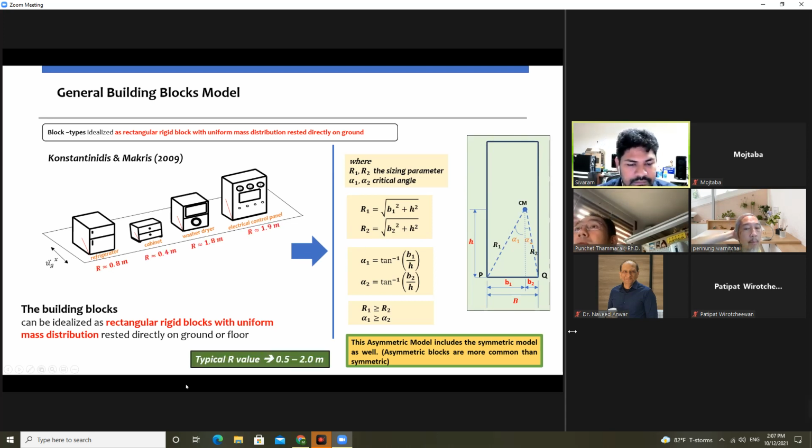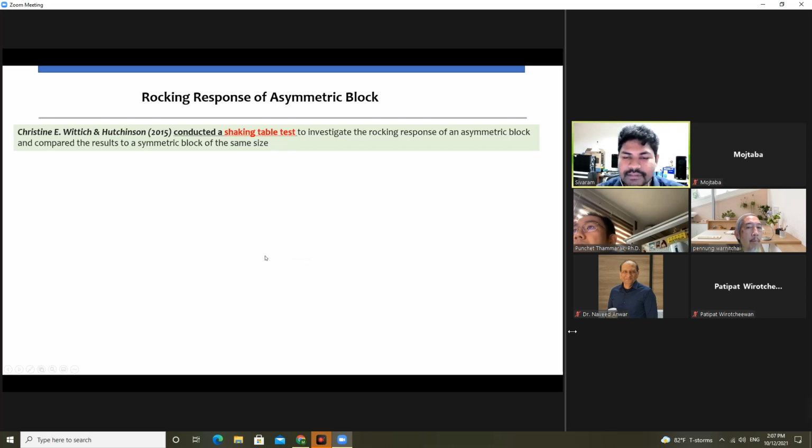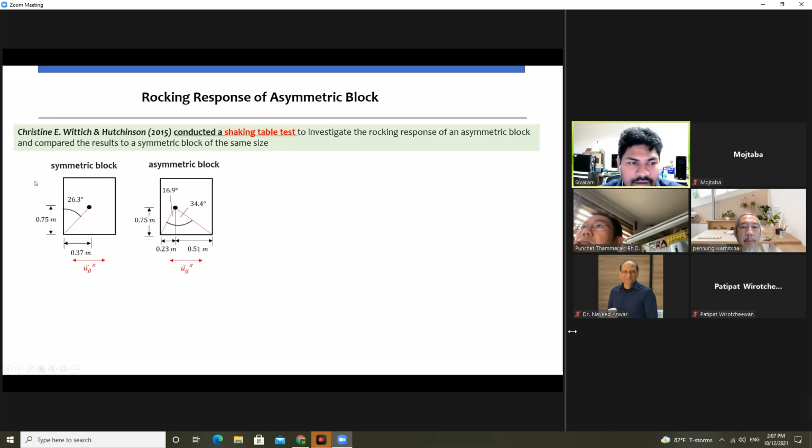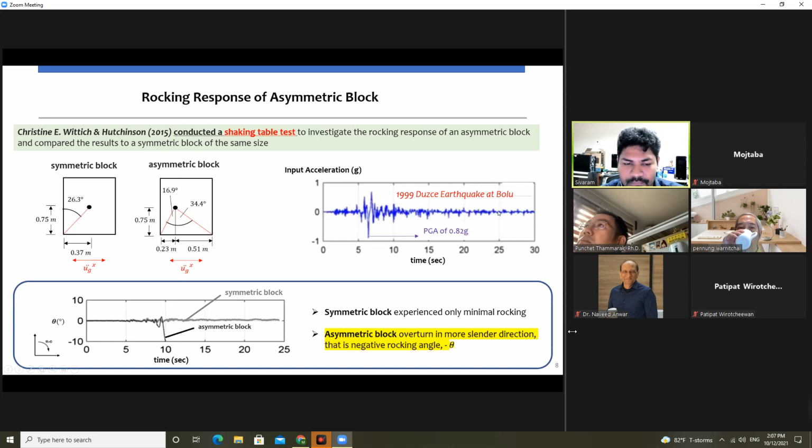These are the typical values for R, 0.5 to 2 meters. Several studies were conducted for symmetric specimens, but for the asymmetric specimen, one researcher conducted a shake table test. He considered the same size and applied the same ground motions. As we can clearly see, the symmetric block experienced minimal rocking. However, the asymmetric block experienced high rocking and overturned in the more slender direction.